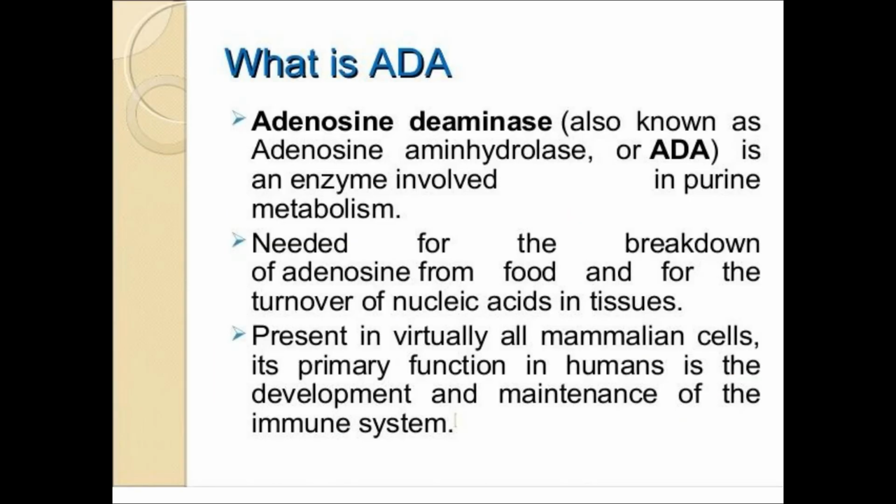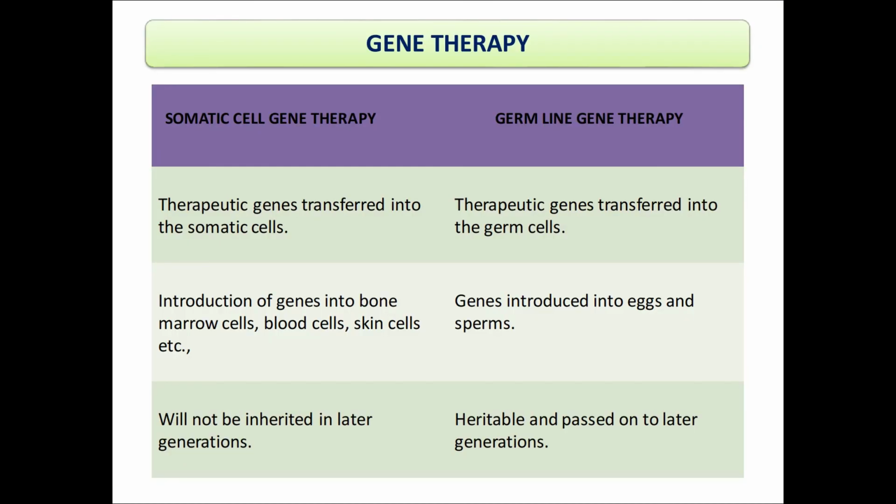What is ADA? ADA is the adenosine deaminase enzyme, which is used in purine metabolism. It is needed to break down the adenosine from food and turn over the nucleic acid in the tissue. There are two types of gene therapy: somatic gene therapy and germline gene therapy. In somatic gene therapy, the therapeutic genes are transferred into the somatic cells. In germline gene therapy, the corrected genes are transferred into the germ cells.